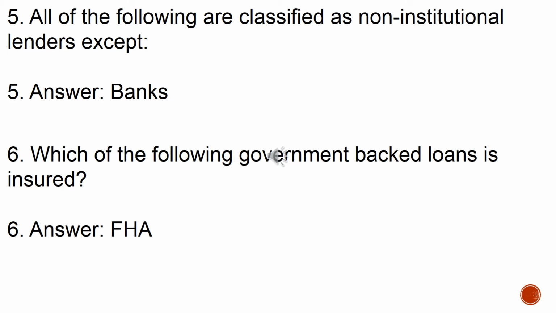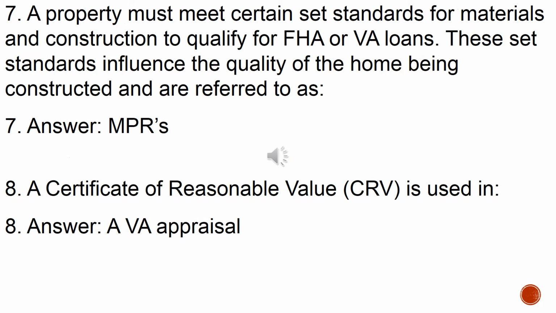Question number 5. All of the following are classified as non-institutional lenders except, answer, banks. Question number 6. Which of the following government-backed loans is insured? Answer, FHA. Question number 7. A property must meet certain standards for materials and construction to qualify for FHA or VA loans. These set standards influence the quality of the home being constructed and are referred to as, answer, MPRs. Question number 8. A certificate of reasonable value, CRV, is used in, answer, a VA appraisal.